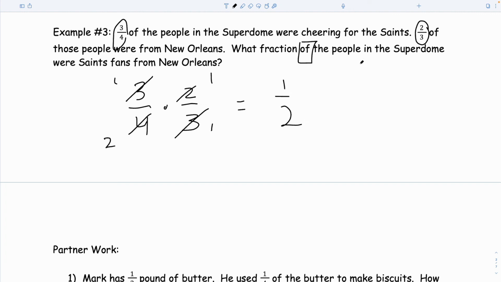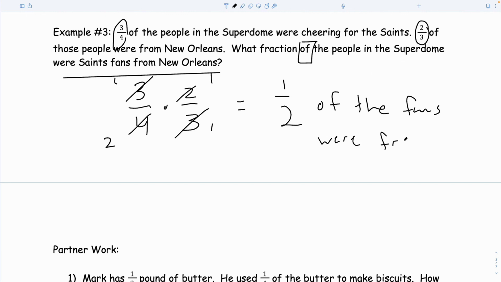Go back to the word problem. What were we trying to find? What fraction of the people were Saints fans? Max, what's my label for this one? 1/2 of the fans were from New Orleans. 1/2 of the fans were from New Orleans. It asked what fraction of the people were Saints fans from New Orleans.